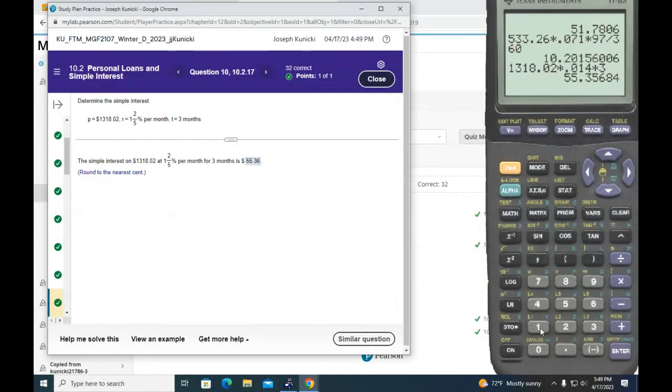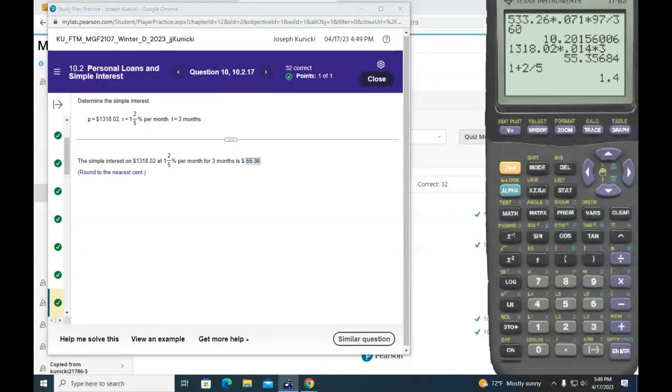So as far as that, look, if I just go 1 plus 2/5, if you get lost, you could just do this. There's your 1.4. That's all I did. I just did it mentally.